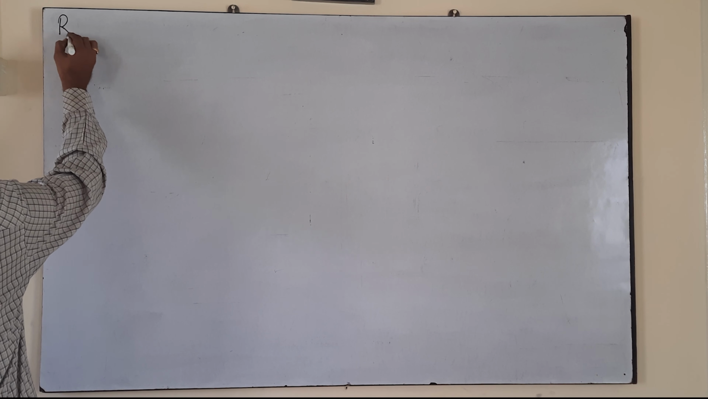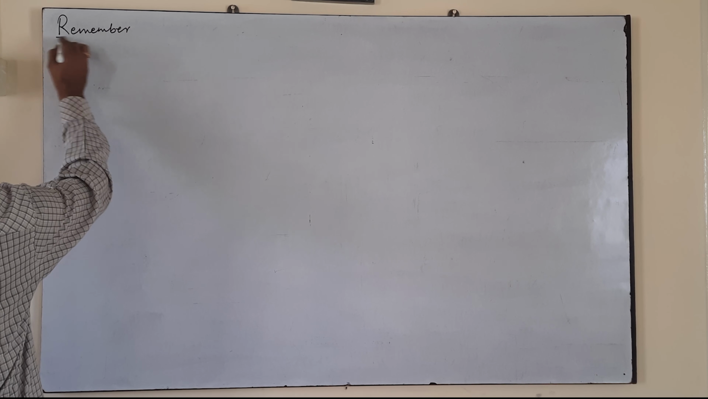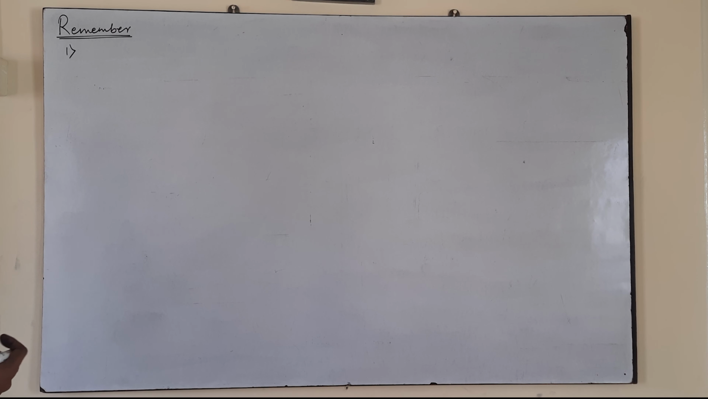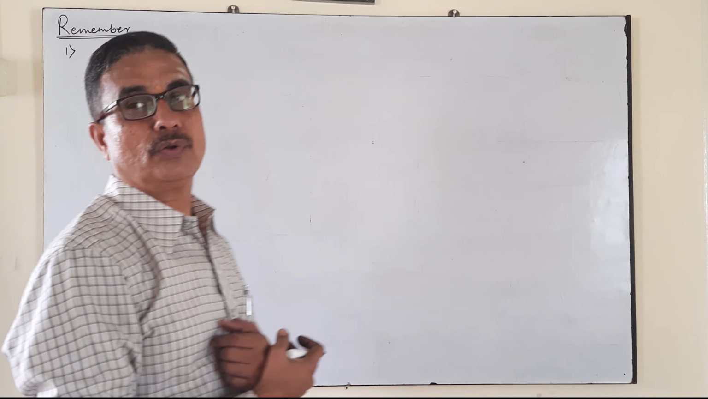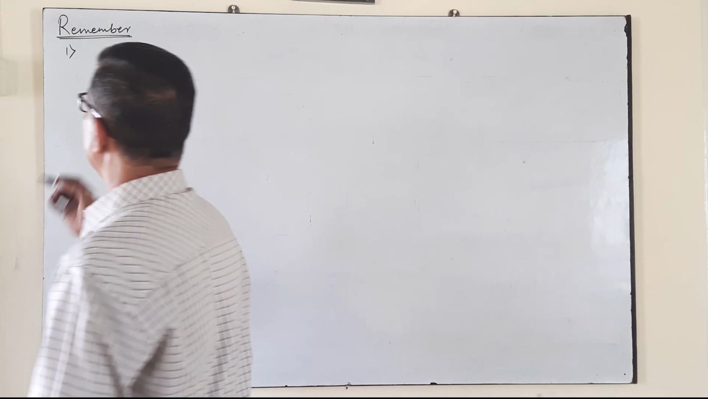Remember the important formula. Most important, you must remember those formulas. You must remember them; only if you remember can you solve the problem. So what is that? Derivative of x power n with respect to x.